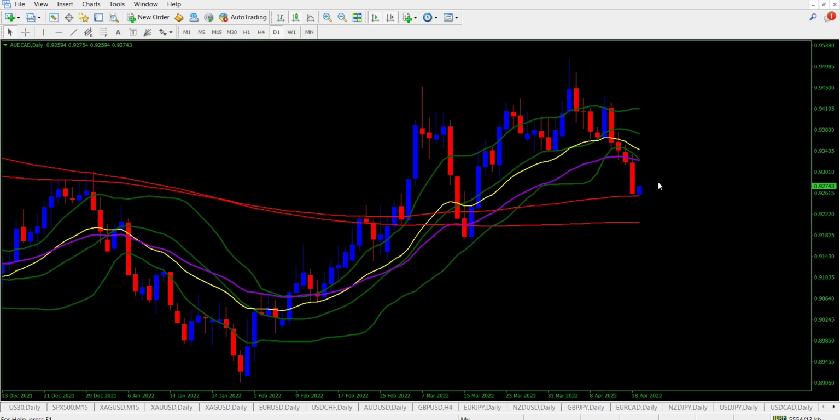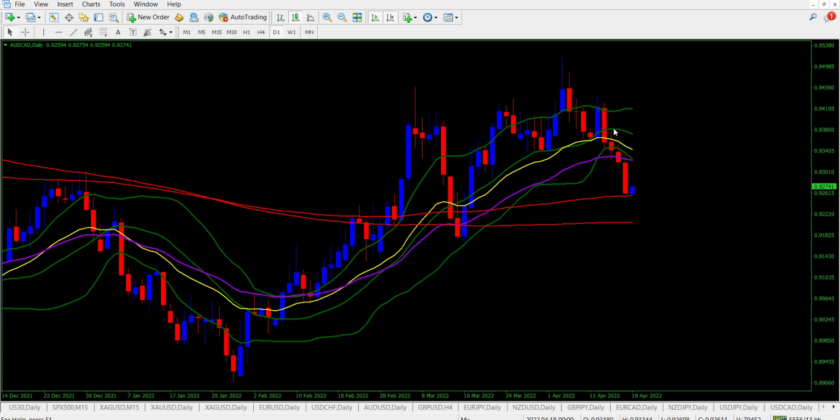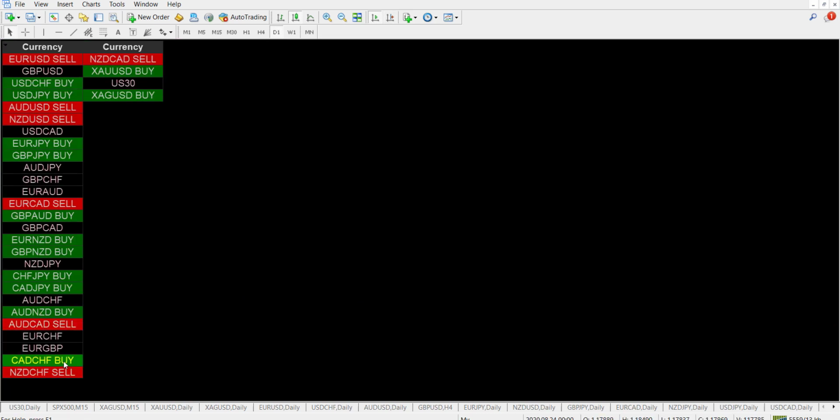The next is Aussie CAD. The overall trend is up, and so I will definitely ignore this trade because all the moving averages are pointing towards the upside, so I'll definitely ignore this trade. It's against my system rules.